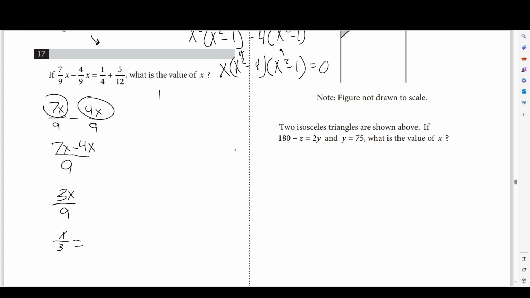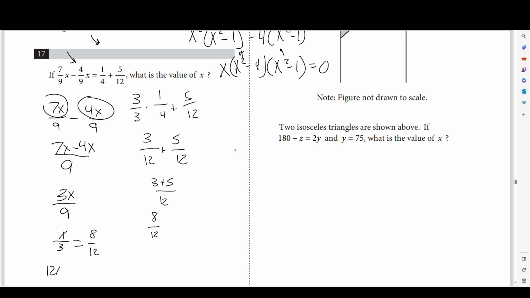Now I'm going to focus on this side. I have 1/4 plus 5 over 12. I want to combine this into one fraction because I combined the other side into one fraction. How am I going to do that? Common denominator. The lowest common denominator is going to be 12. I'm going to multiply this by 3 over 3. I get 3 over 12 plus 5 over 12. I'm going to do the same thing, rewrite the numerators together: 3 plus 5 over 12. I can do this because the denominator is the same. 3 plus 5 is 8. So here I have 8 over 12.